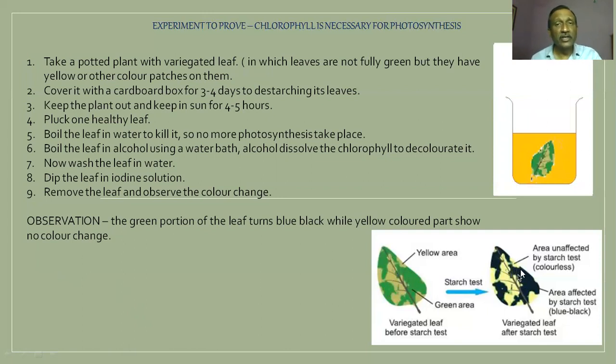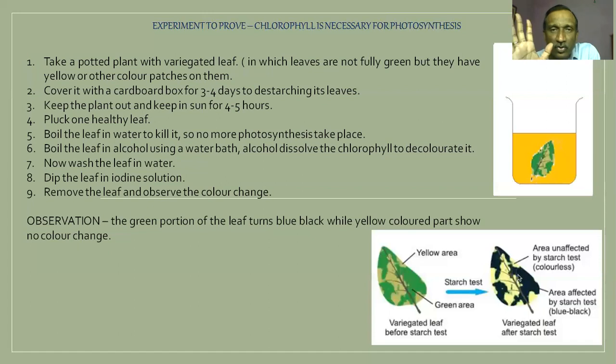Why is yellow not changed to blue black? Because no starch is formed. Why is starch not formed in the yellow part? Because it never had chlorophyll. The word chlor stands for green. Chlorine is a green color gas. Chlor-alkali is the process producing chlorine gas. Chlorophyll and chloroplast are words standing for something green. So chlorophyll is a green color pigment. Naturally, it is not found in the yellow part.